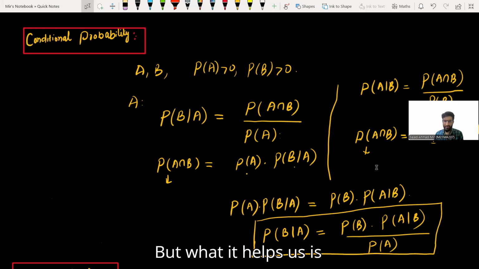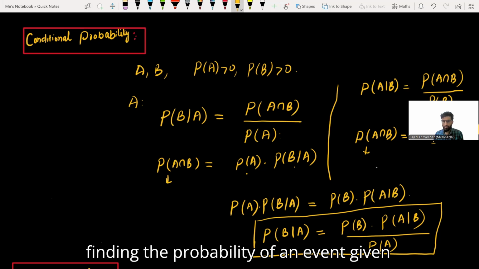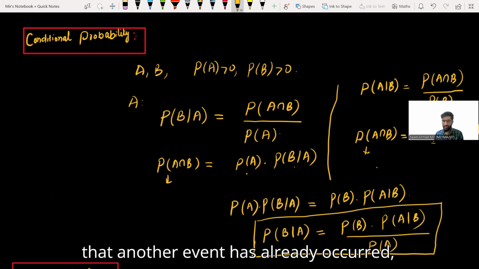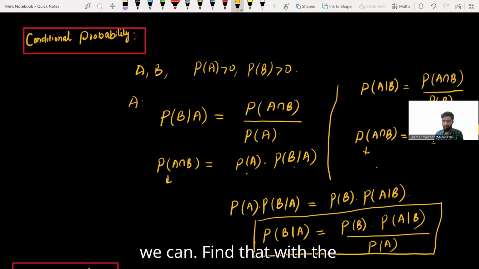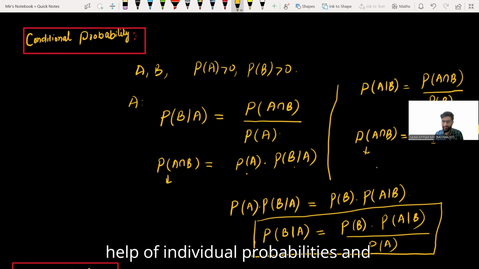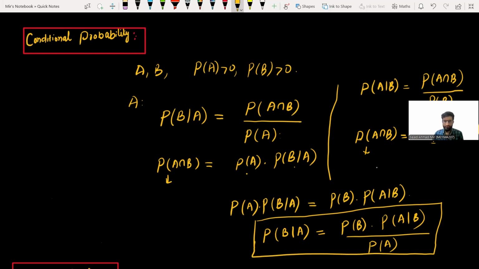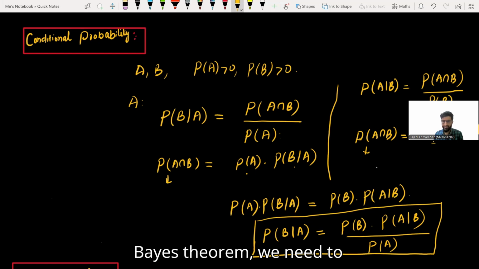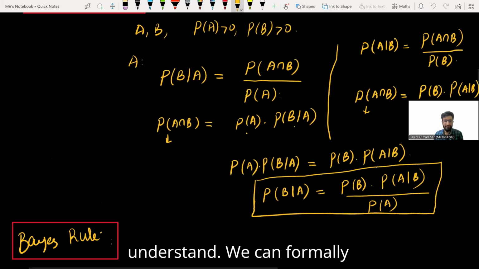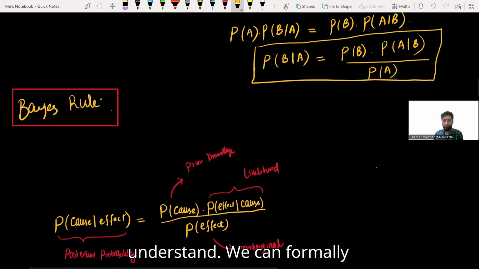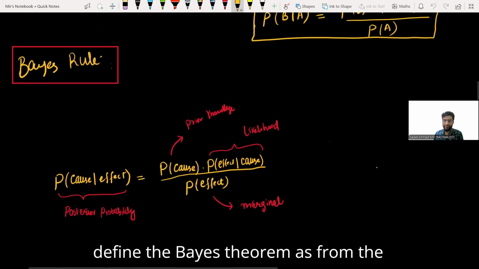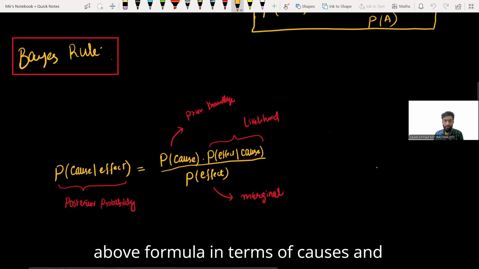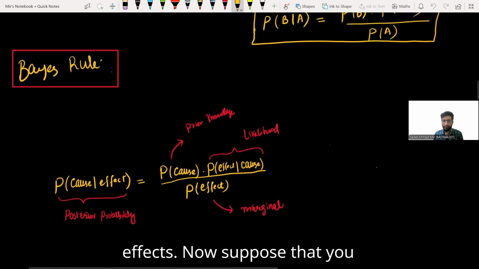What it helps us do is find the probability of an event given that another event has already occurred. We can find that with the help of individual probabilities and their likelihood. Now, we can formally define the Bayes theorem from the above formula in terms of causes and effects.